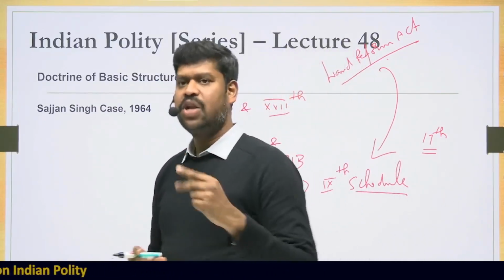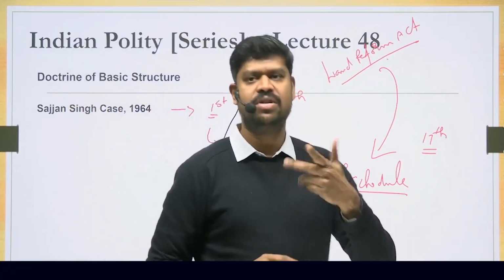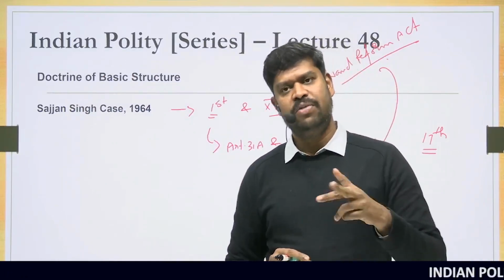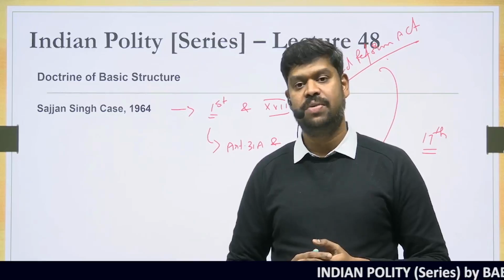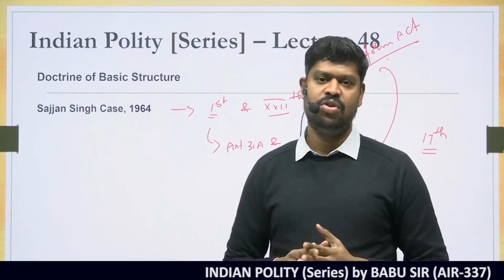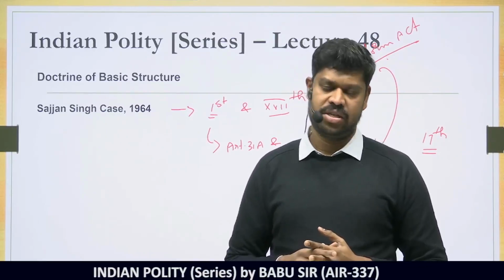But what was the argument made in Golaknath in 1967 that led to the reversal of this particular judgment is a very interesting argument. We'll see how the Golaknath brothers, the landlords from the state of Punjab, made an argument and how they got the entire judgment reversed. It is an interesting case which we'll discuss in the next class.